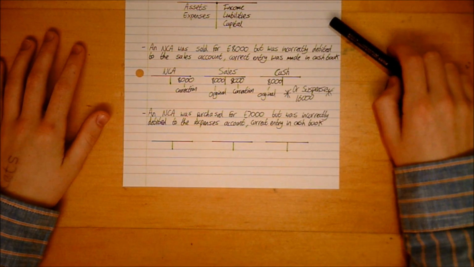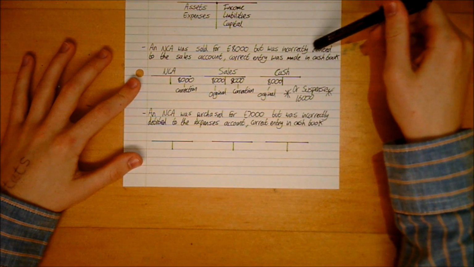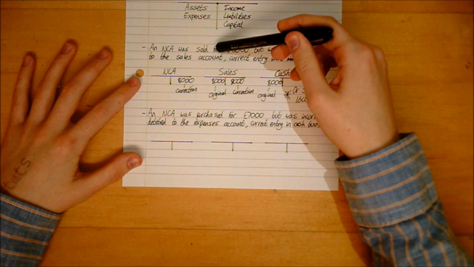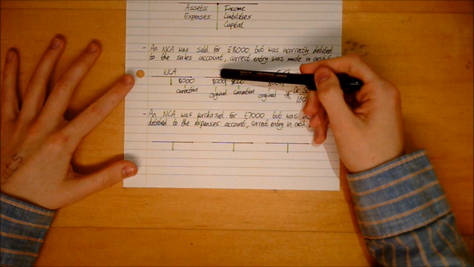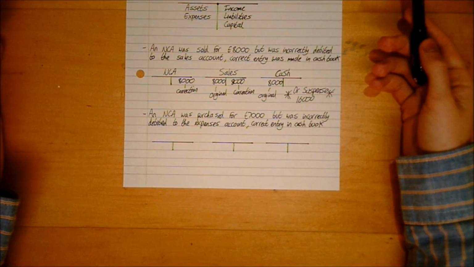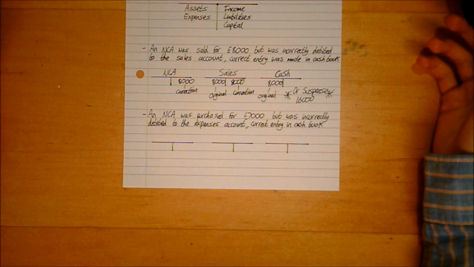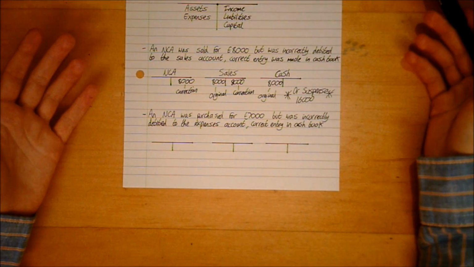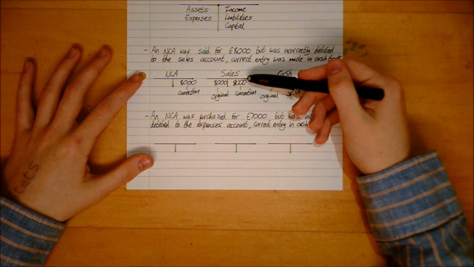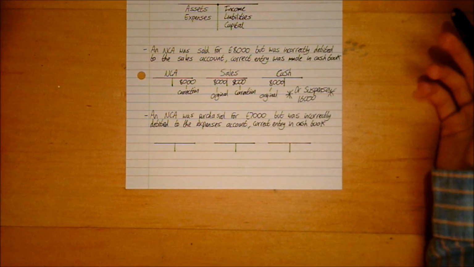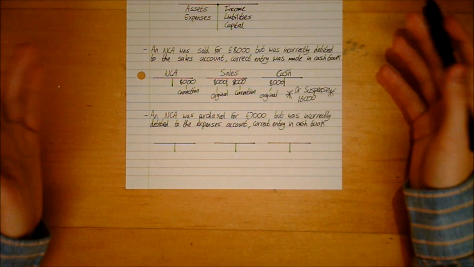So what else were we told? We were told that it was incorrectly debited to the sales account. So I've just put that in. £8,000 in the debit of sales, original. So we actually haven't sold anything. We know we haven't sold anything because it didn't say we've sold anything. So I'm just going to correct that. I'm going to credit my sales £8,000 just to solve that issue. So I cancel that out.